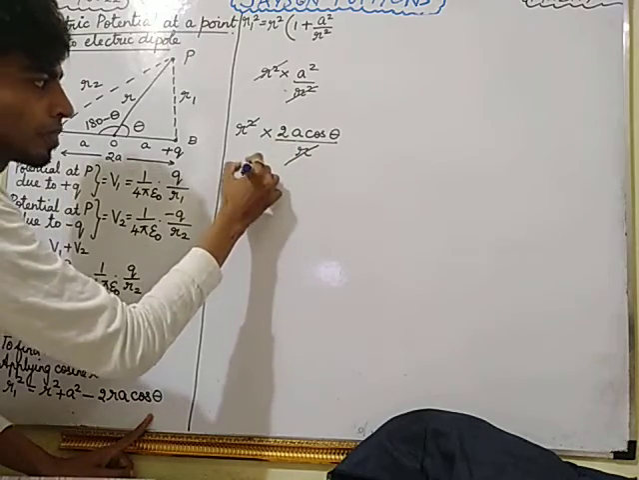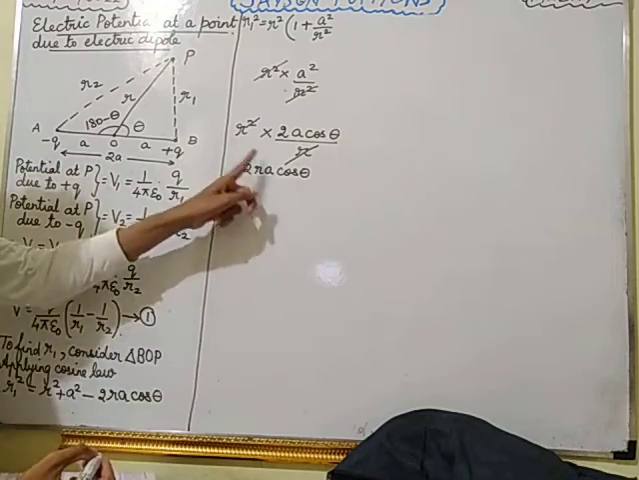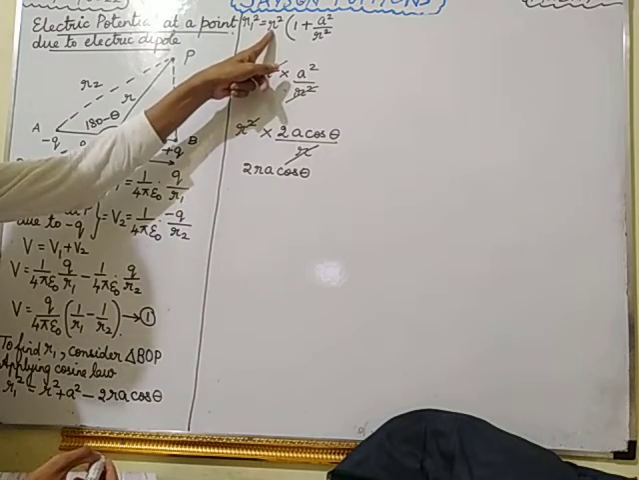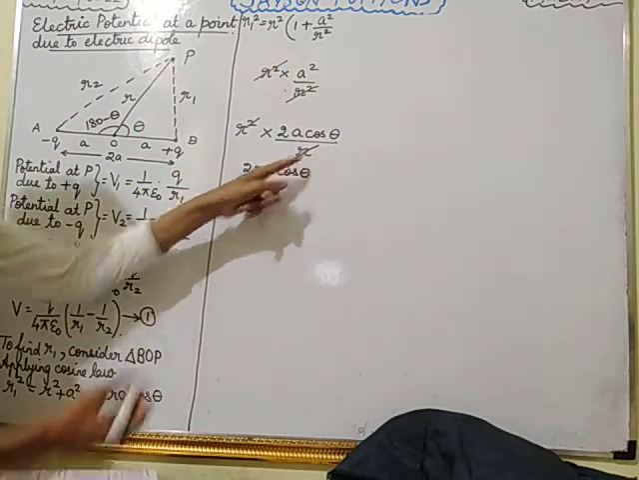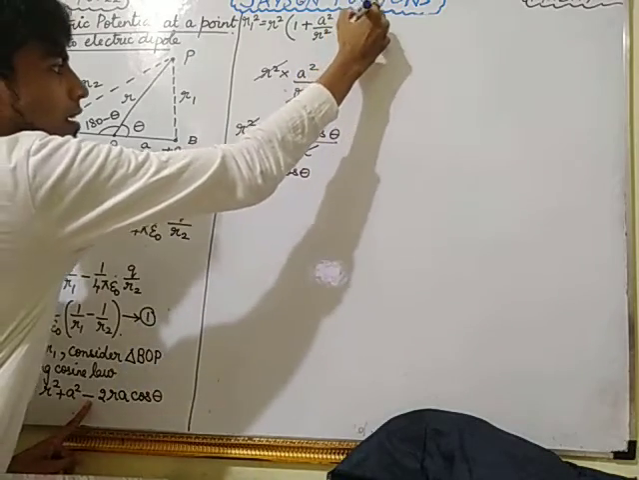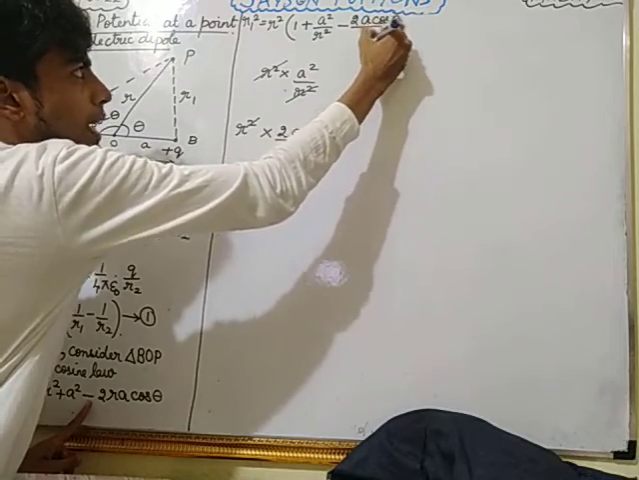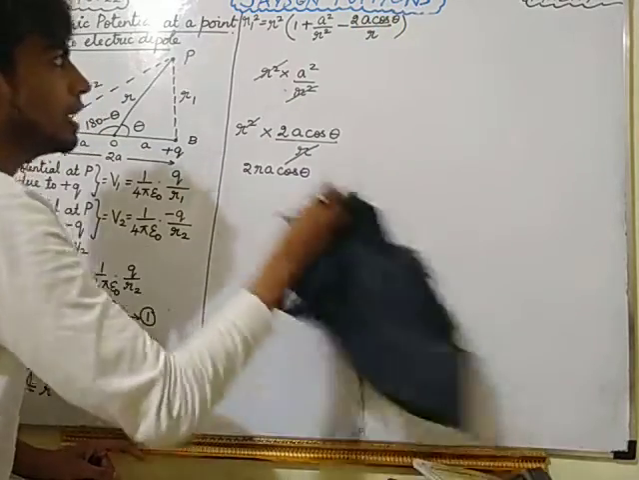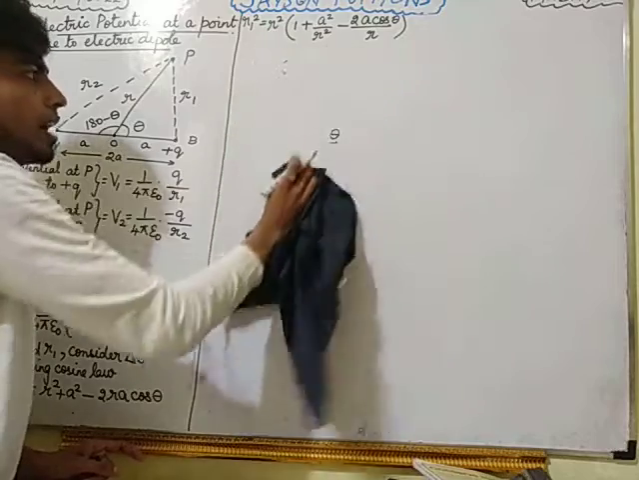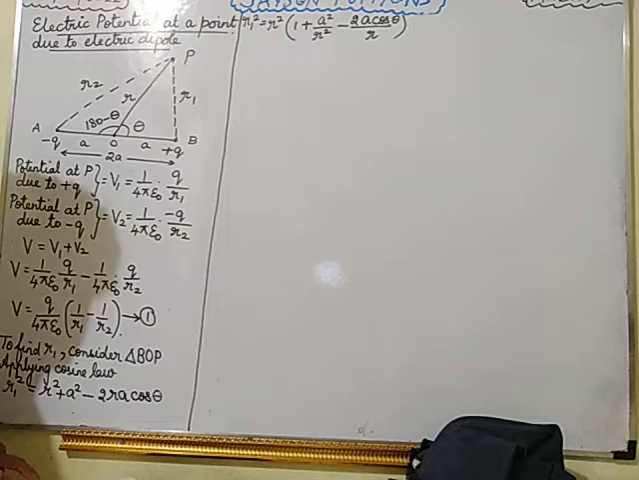So I will get 2RA cos theta. So R square is there. Now with R square, what term do I have to multiply? Minus sign is there. So minus 2A cos theta divided by R. So I have taken R square commonly outside.